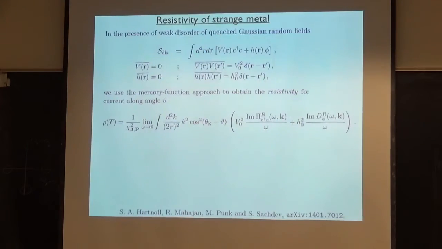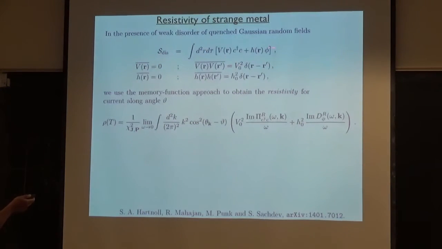So let's take our theory and add this random field to it, which is some Gaussian random field. You can also add a random potential, which other people have done, as I'll show in a minute. And then figure out the relaxation rate of the momentum and then the resistivity.